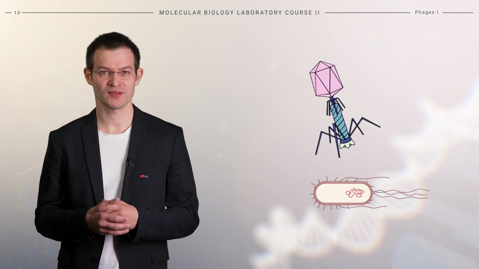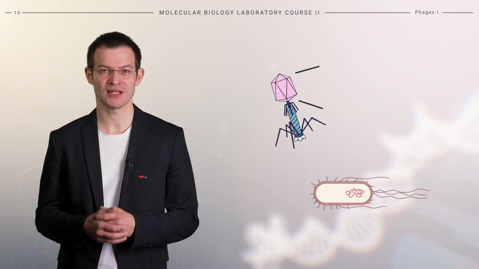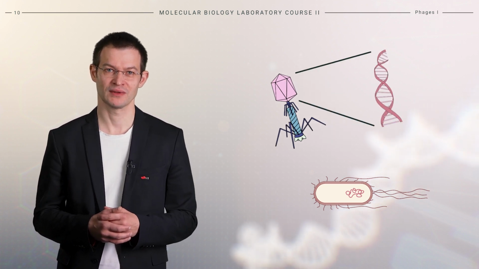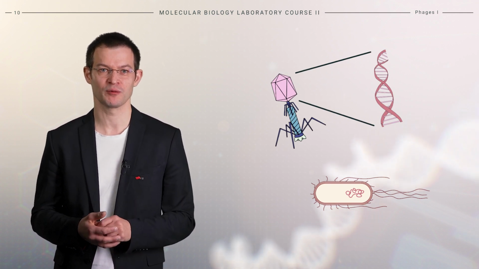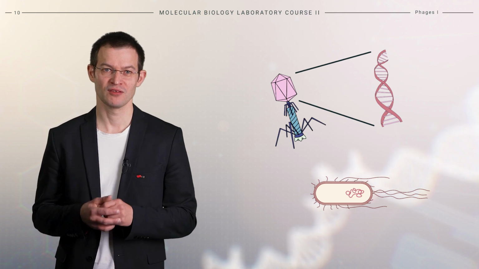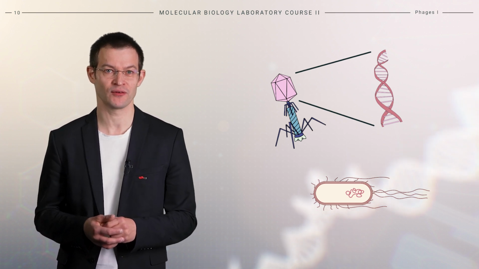Structurally, they have an icosahedral head or capsid, which contains the genetic material. The head is connected to a tail that allows them to interact with their bacterial host. Phages are the most abundant entity on Earth.